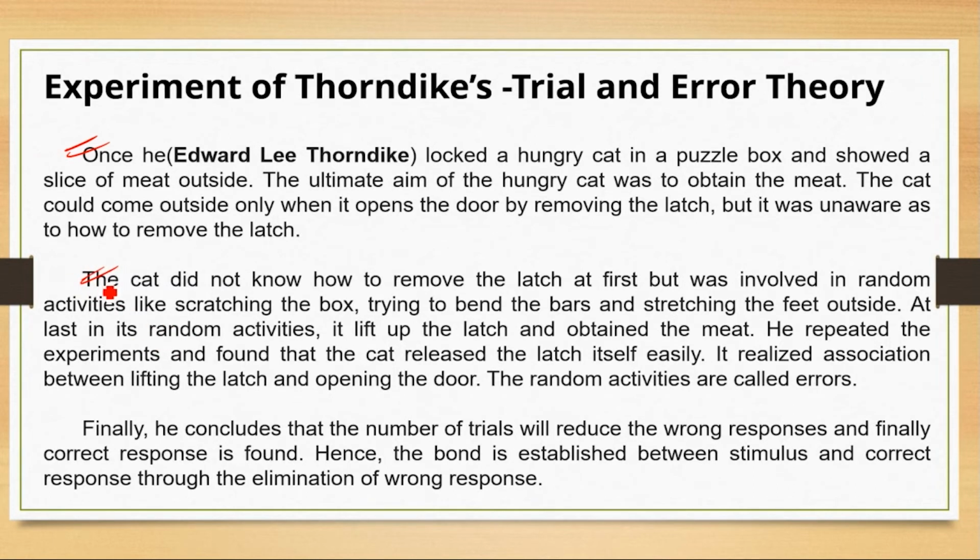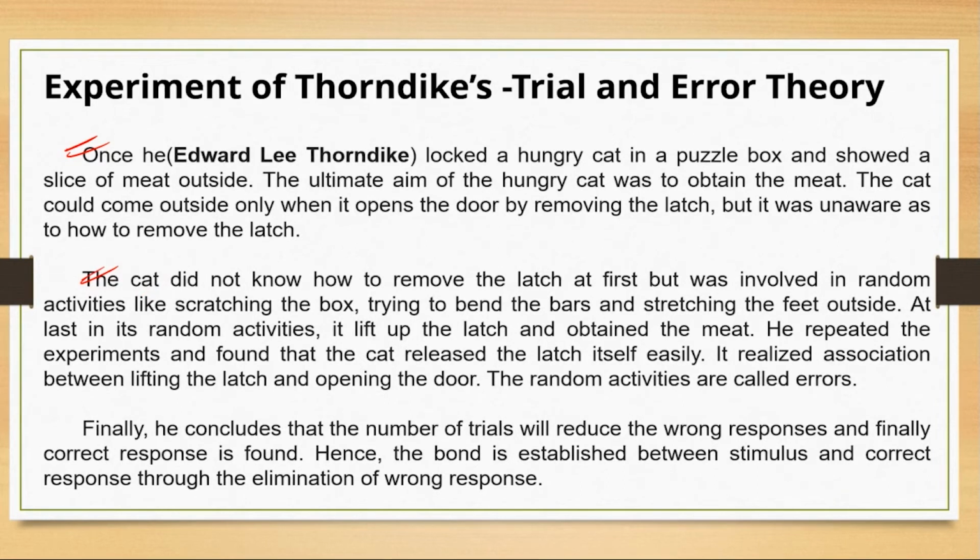The cat did not know how to remove the latch at first, but was involved in random activities like scratching the box, trying to bend the bars, and stretching the feet outside. At last, in its random activities, it lifted up the latch and obtained the meat. He repeated the experiments and found that the cat released the latch itself easily. It realized the association between lifting the latch and opening the door. The random activities are called errors. Finally, he concludes that the number of trials will reduce the wrong responses and finally the correct response is found. Hence, the bond is established between stimulus and correct response through the elimination of wrong response.